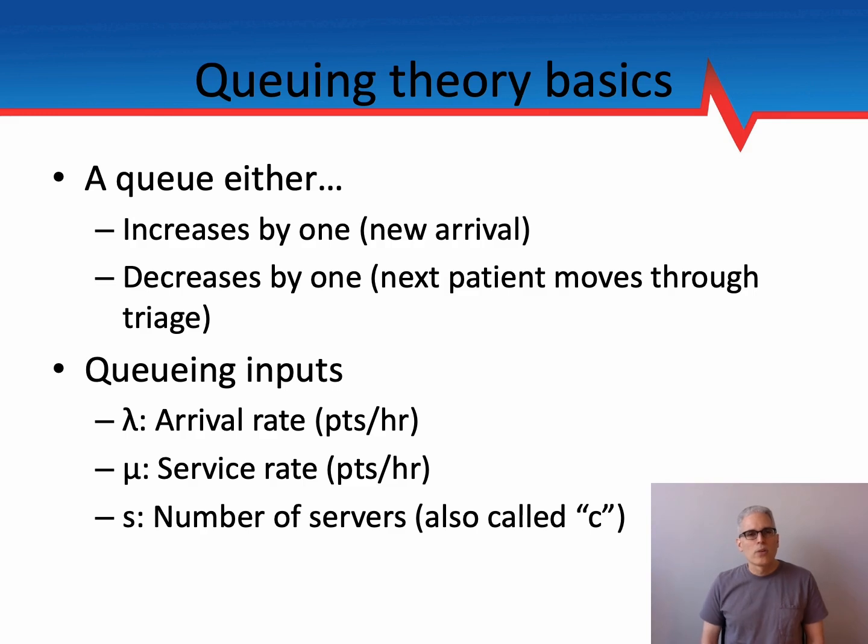So remember, a queue will either increase by 1, meaning there's a new patient waiting to get triaged, or decrease by 1, meaning you have finished triaging a patient. The standard 3 queuing inputs for queuing language are your arrival rate, so how many patients per hour are coming to get triage, your service rate, how many patients per hour can your triage nurse process, and the number of servers, meaning how many triage nurses do you have available for triage.